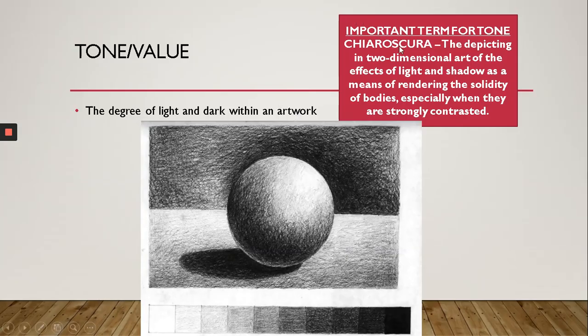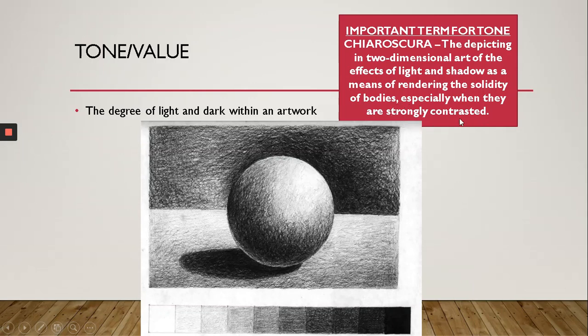Okay, so an important term that you should learn now, and even going up to matric, and if there's any matrics watching, please learn this word if you don't know it already. Chiaroscuro. Okay, so chiaroscuro is an Italian word and it means big contrast. It's the depicting in two-dimensional art of the effects of light and shadow as a means of rendering the solidity of bodies, especially when they are strongly contrasted. Okay, so it's a strong contrast.